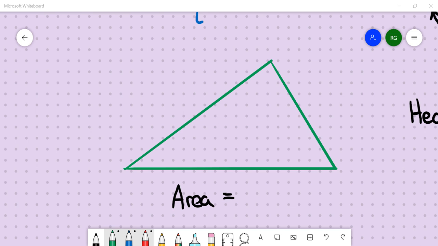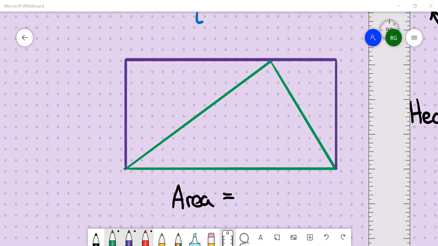So by determining the area of the rectangle that the triangle fits in, we can then determine, by dividing it by 2, in other words halving it, what the area of the triangle is. I'm going to begin by placing this triangle inside a rectangle. You will now see that the green triangle fits inside the purple rectangle.